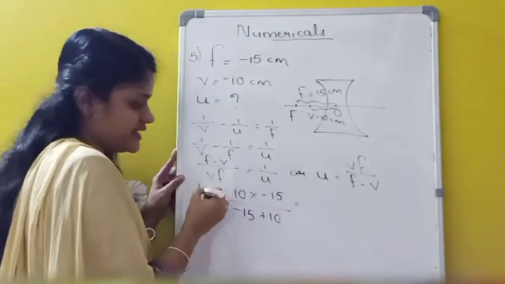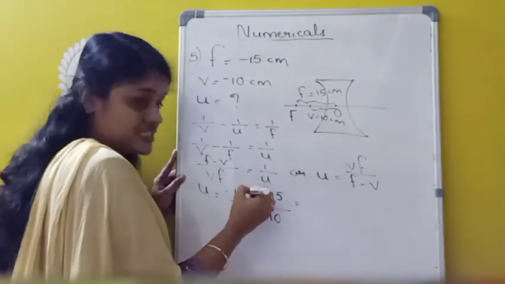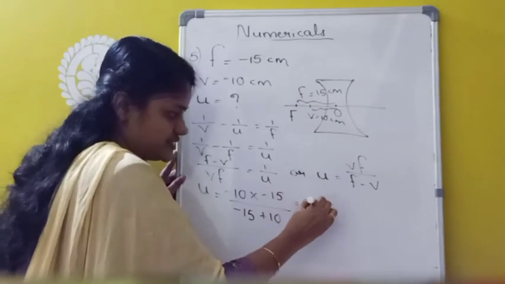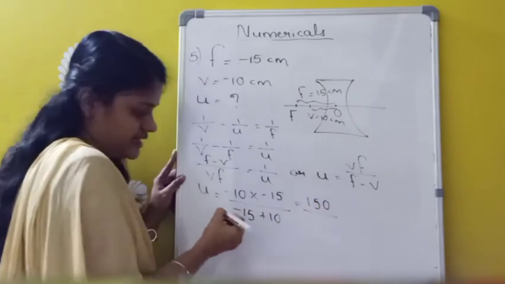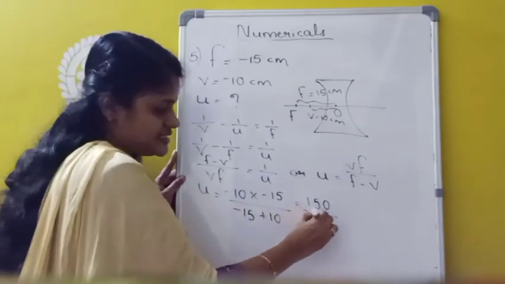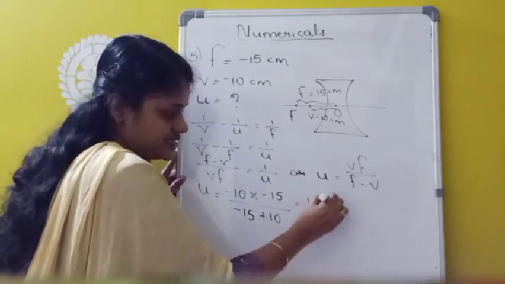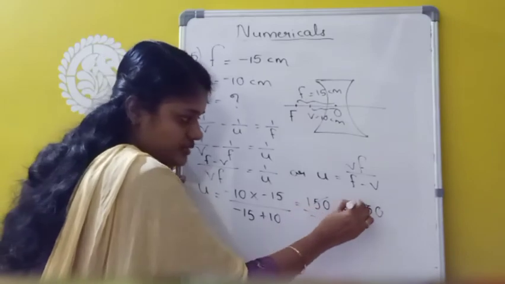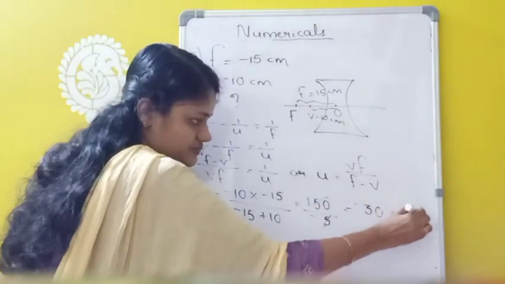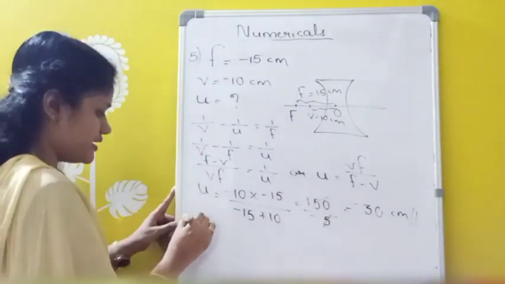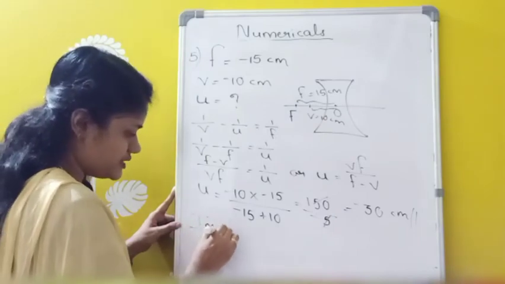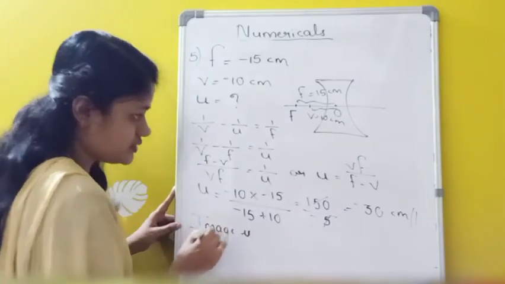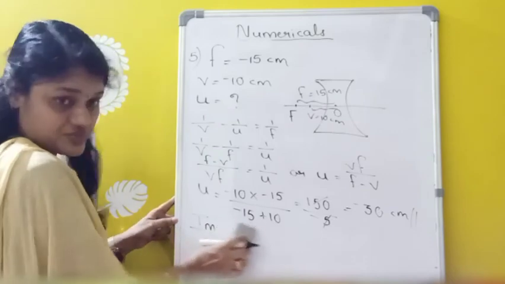That is equivalent to minus 10 into minus 15, minus minus becomes plus, so we'll be getting 150 divided by minus 15 plus 10, which is minus 5. So when you are cancelling, you will be getting 30. Minus is also there, so minus 30 centimeter. So the image will be formed, not image, object. We are finding the object distance only.